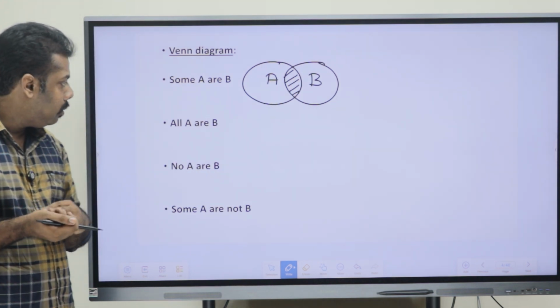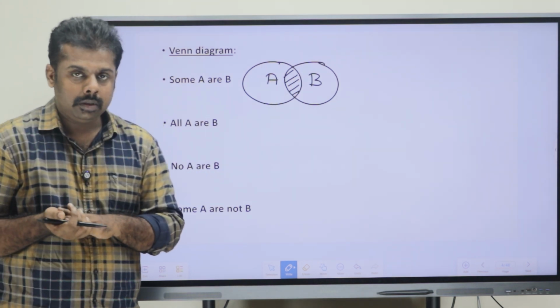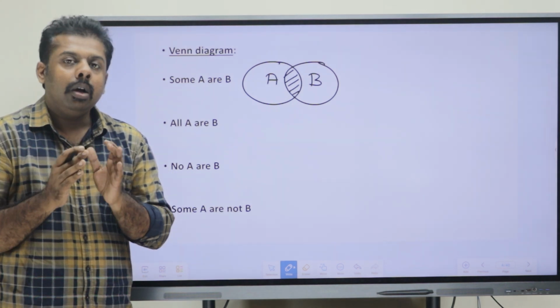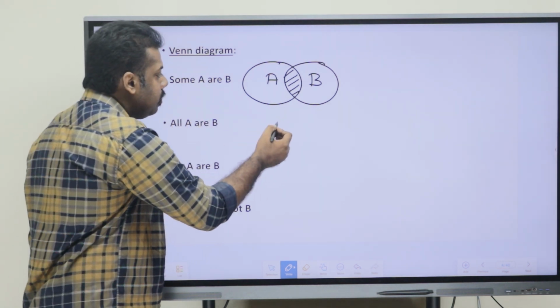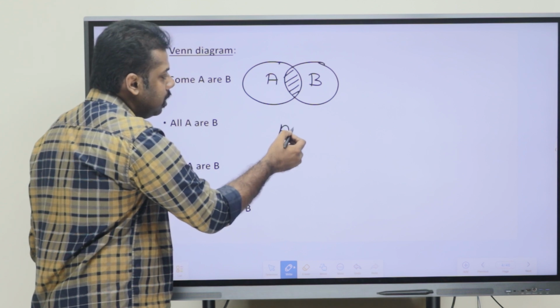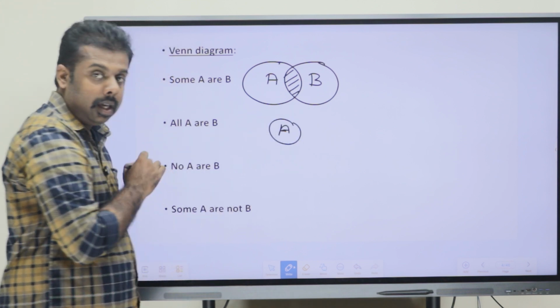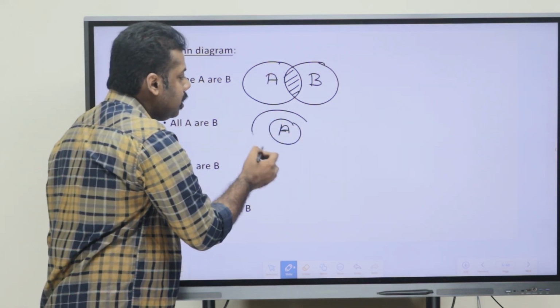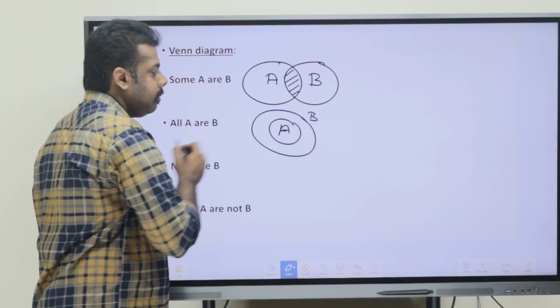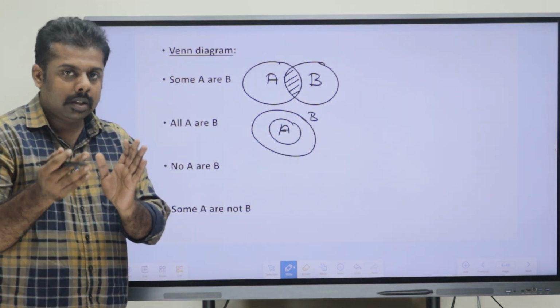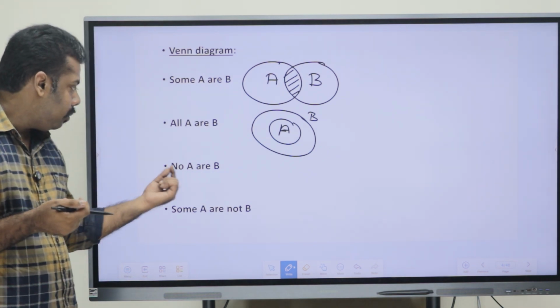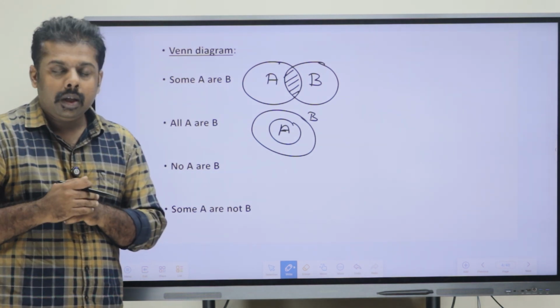Now to the next one, that is all A are B. All A are B basically means what? A is totally inside B. Okay. So all A are B we will be drawing in this manner: if I am taking this as A, then A has to be totally inside. Okay. So this is how we are going to draw the condition all A are B. Now moving to the next one, no A are B. No A are B means what?